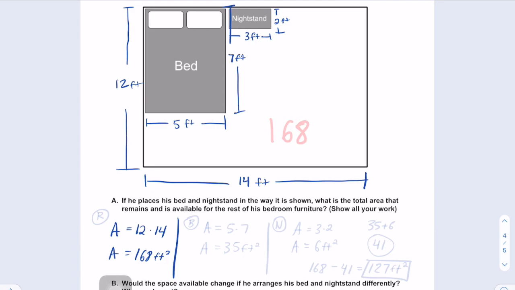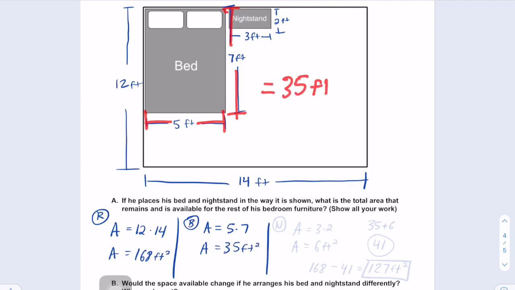So if this is the room, I now want to solve for the bed with the same steps. I know area is length times width. I know this is 5 times 7. And I also know that 5 times 7 is 35. Next, I'm going to solve for the nightstand. I'll label this N for nightstand. I know that the area is going to be 3 times 2, which tells me that the area of this is 6 square feet.